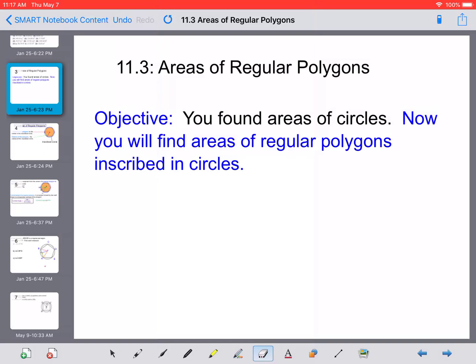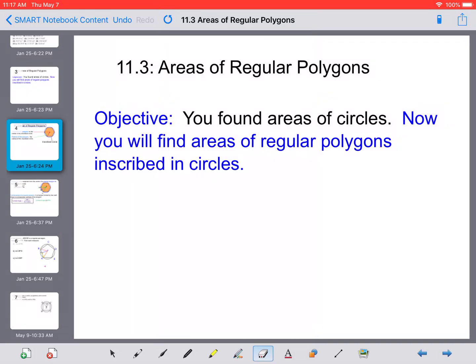Today we're going to talk about how to find the area of regular polygons inscribed in circles. First of all, we need to remember what regular polygons are. Regular polygons are any polygons whose sides are the same length and that all have the same interior angles. So a square would be a regular polygon, or an equilateral triangle.